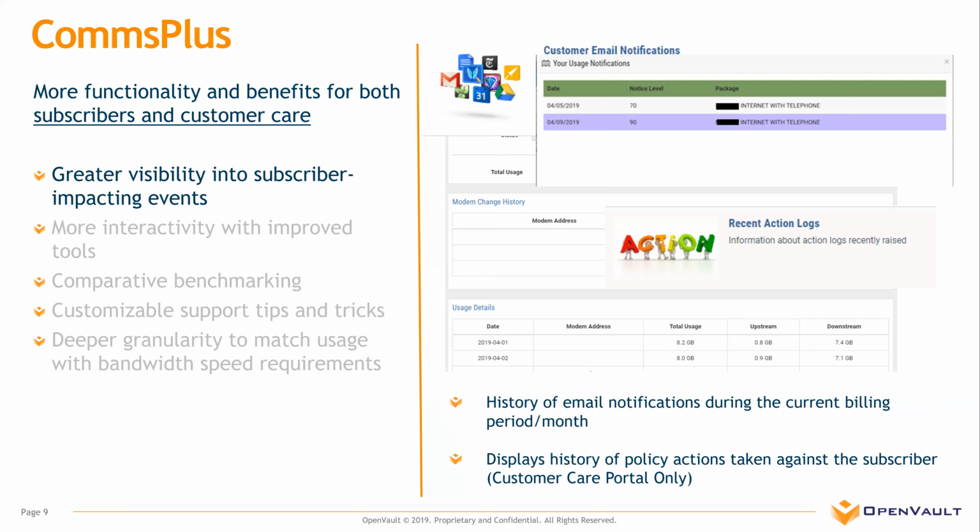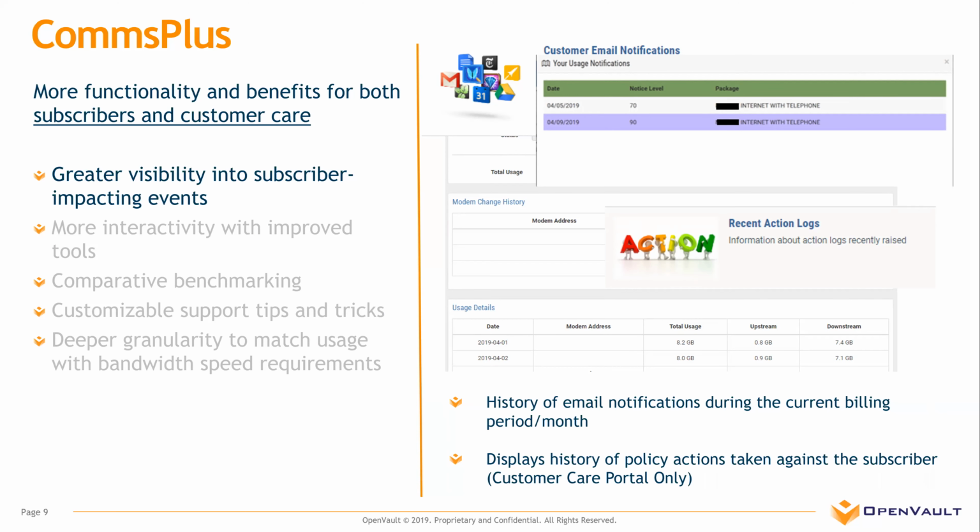And when that occurs, it's very important that we provide customer care with that kind of visibility in case they get a phone call. Rather than roll a truck out to that subscriber, if they're complaining about slow internet speeds, customer care now has full visibility into why that's occurring, and if policy enforcement is actually being enacted at that point. So this is one of the main functions that we're adding here to CommsPlus: that greater visibility into these subscriber impacting events.